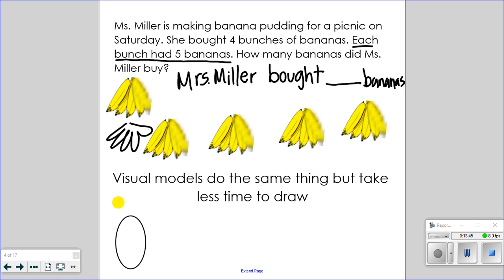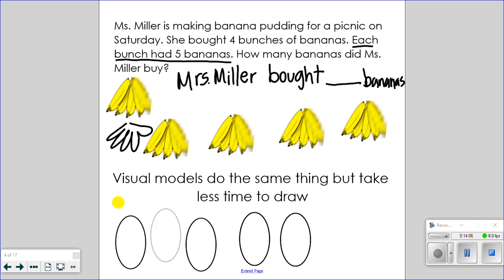Alright, so each of my groups are my bunches, right? They're my groups of bananas. According to the problem, I had 4 groups. Go ahead and draw 4 big circles. Not huge, just a little bit big. We got to put some dots in there.